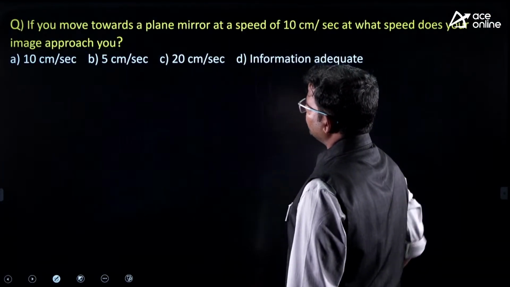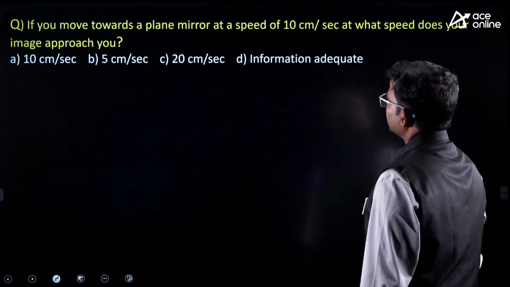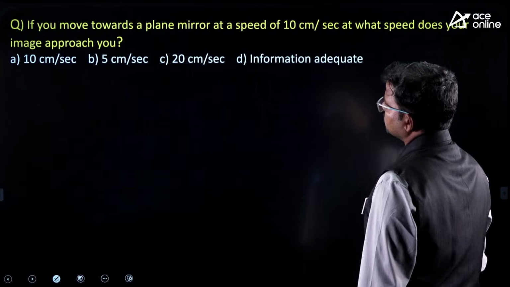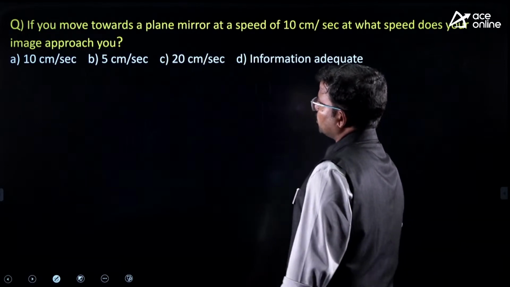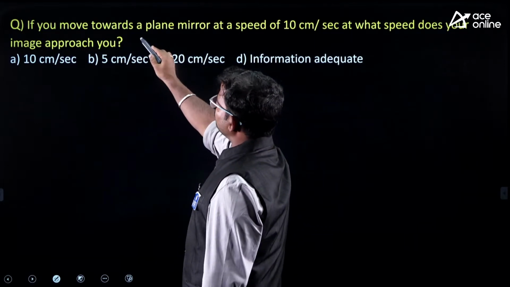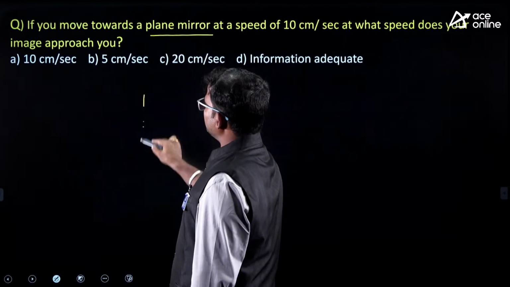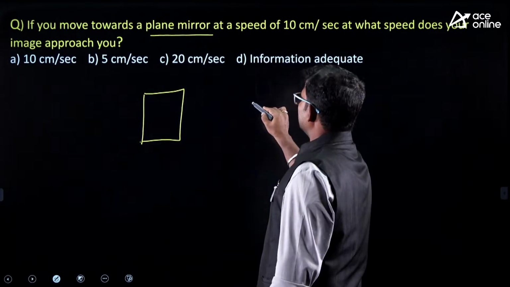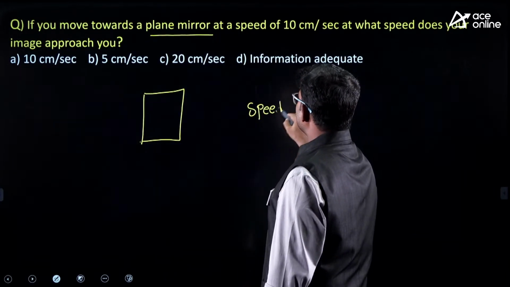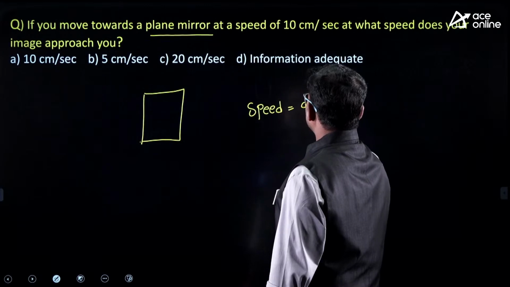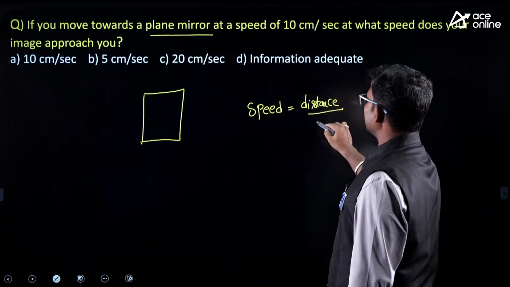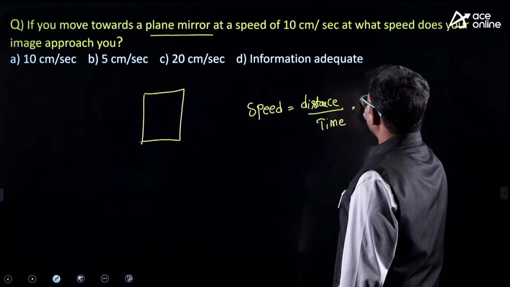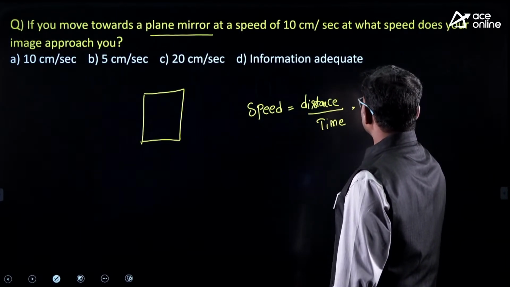If you move towards a plane mirror at a speed of 10 centimeters per second, at what speed does your image approach you? Okay, right. So here they mention if you move towards a plane mirror at a speed of, so speed is equal to distance by time, displacement by time, right? So distance by time means x by t.